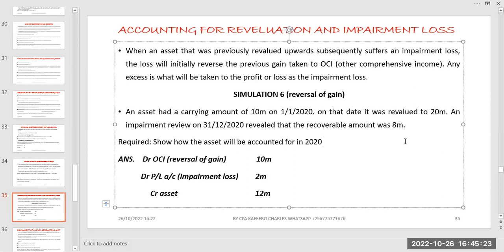So by the end of the year, we did a revaluation and we found that the asset was impaired. So what will happen? We will first of all depreciate this asset to get the carrying amount for the asset. Then we compare. When we compare that, we will be able to get the value. So when we did the impairment, we found that this asset has reduced.